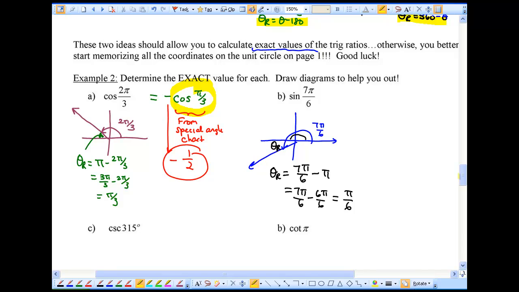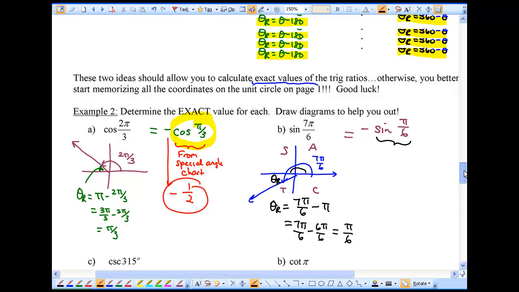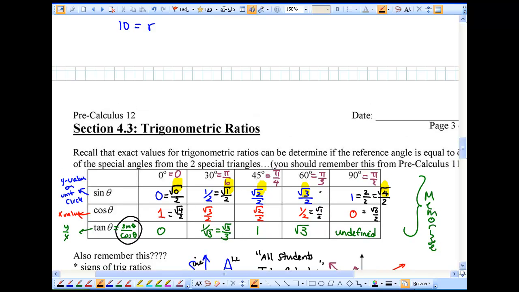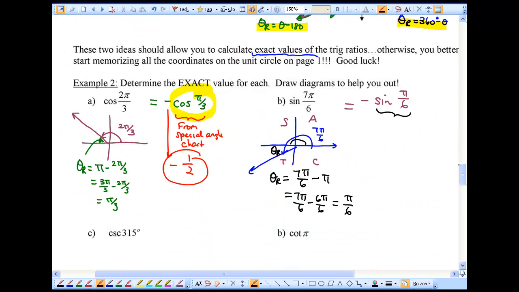Okay, so for part B now, what we just found is theta r, the reference angle is pi over 6, so this is equivalent to sine pi over 6, right? Almost. This angle is in quadrant 3. Go back to that ASTC thingamabobber. Is sine positive or negative in quadrant 3? It's negative, right? Okay. And then we'll go to our special angle chart. Sine pi over 6, what's that equal to? That's 1/2, so I guess this one is also equal to negative 1/2. Done.